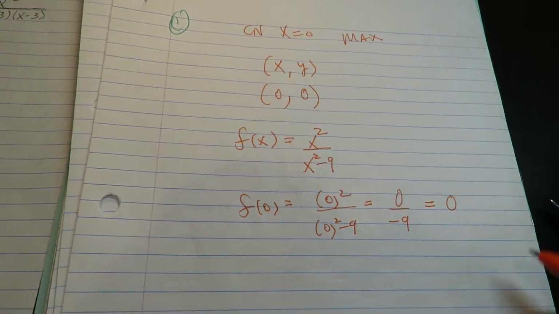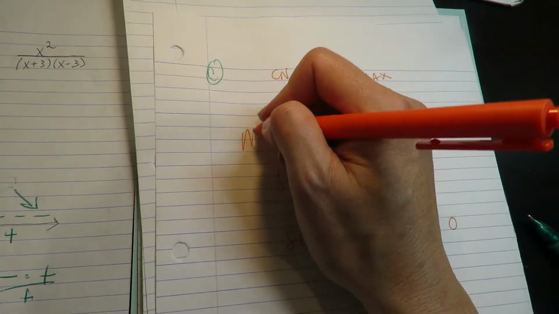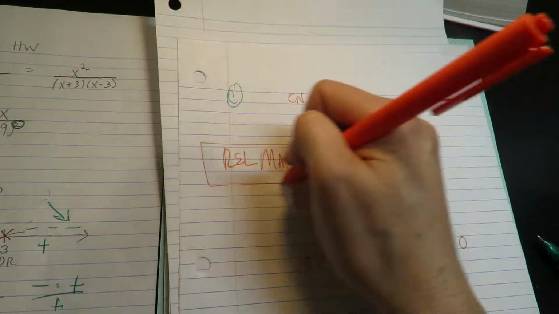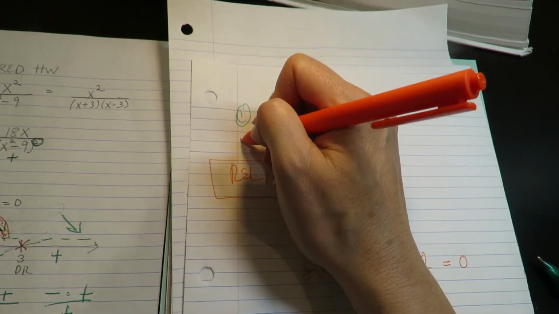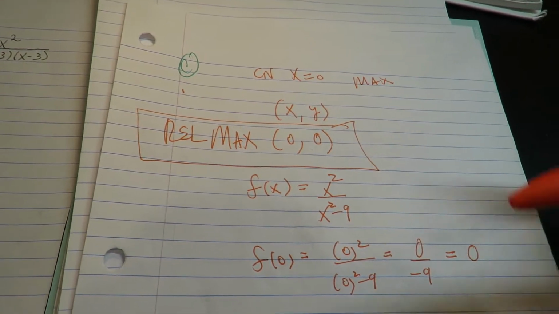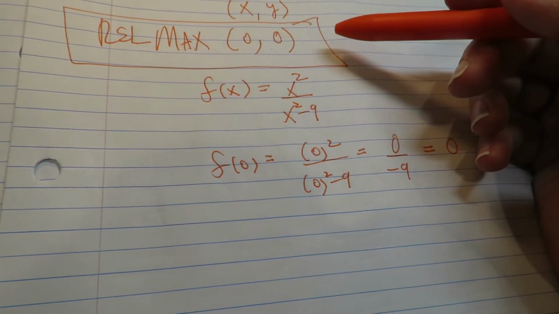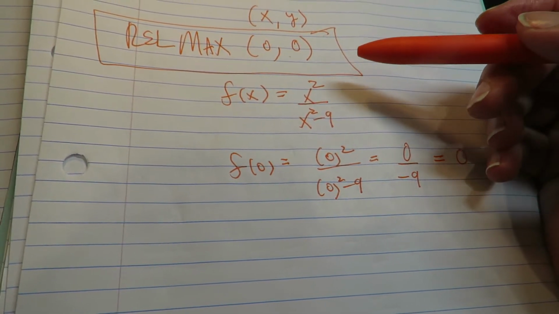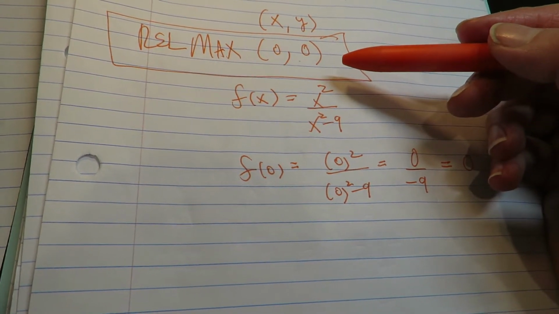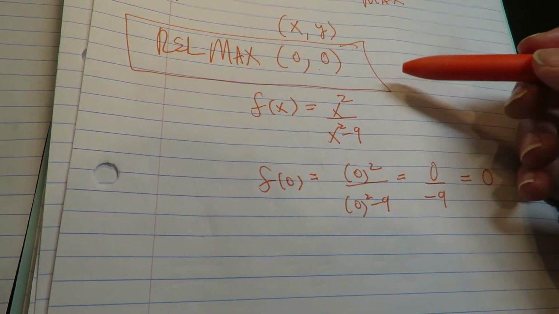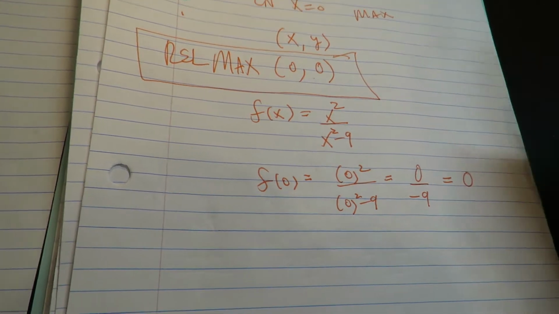Okay, so the answer is this relative max is 0 over 0. And again, we got the 0 from the original function. So the highest point on this graph is (0, 0). Nothing goes higher on this.